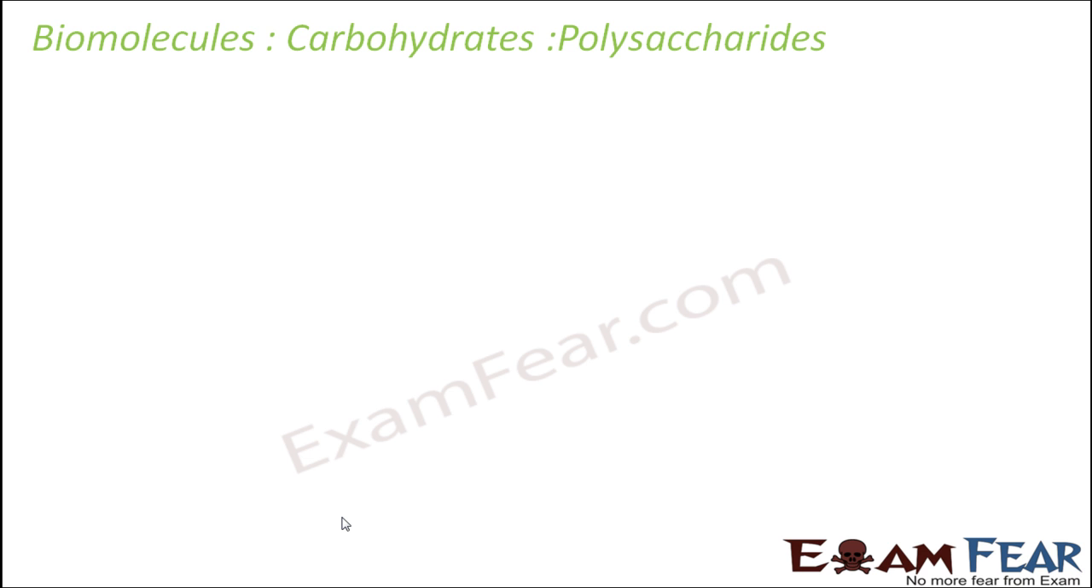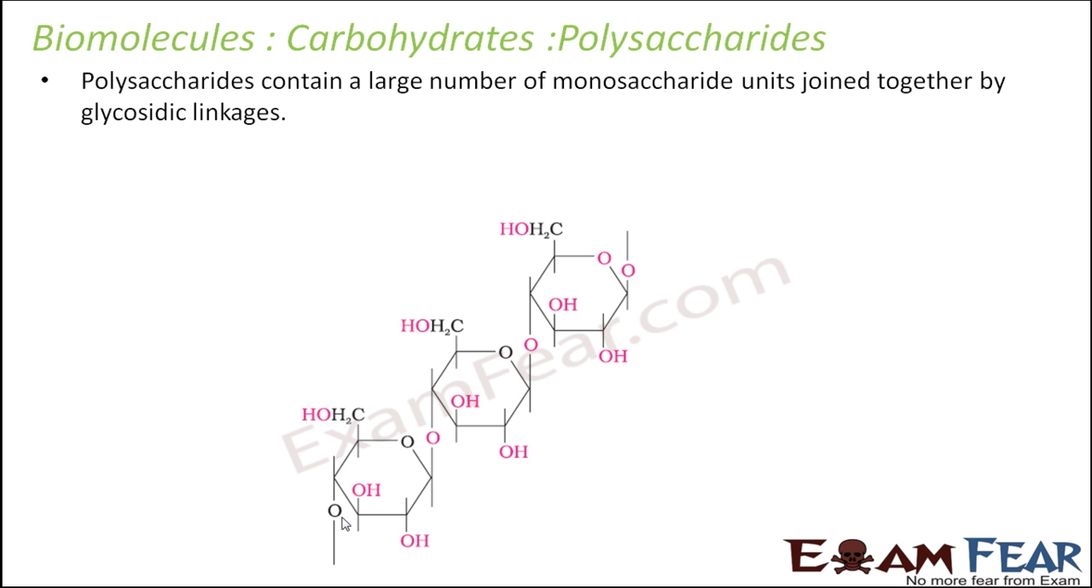So that was all about disaccharides. Let us now talk about polysaccharides. Polysaccharides are those which on hydrolysis give multiple units of monosaccharides. So they contain a large number of monosaccharide units joined together by glycosidic linkages. There are too many glycosidic linkages. Here you can see this is one glycosidic linkage, this is another glycosidic linkage. Again here there will be another glycosidic linkage and so on. So there will be multiple glycosidic linkages connecting multiple monosaccharide units.